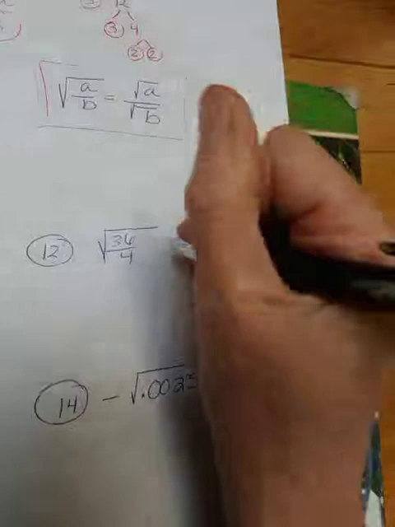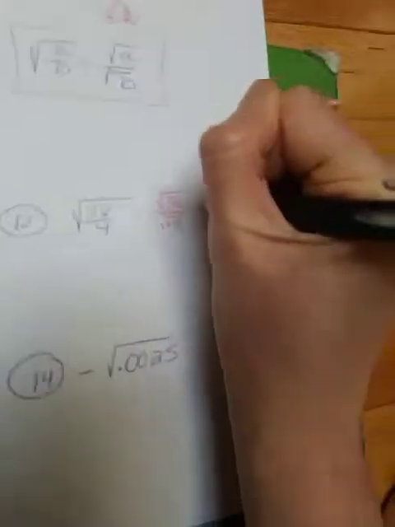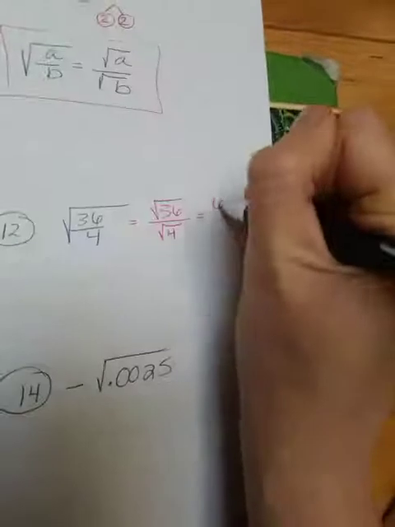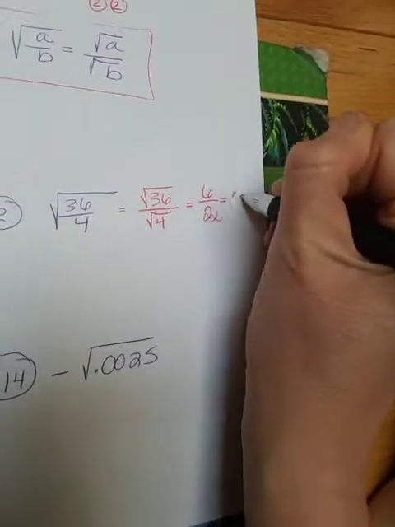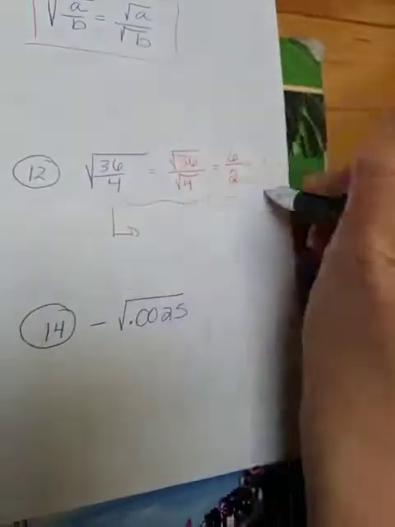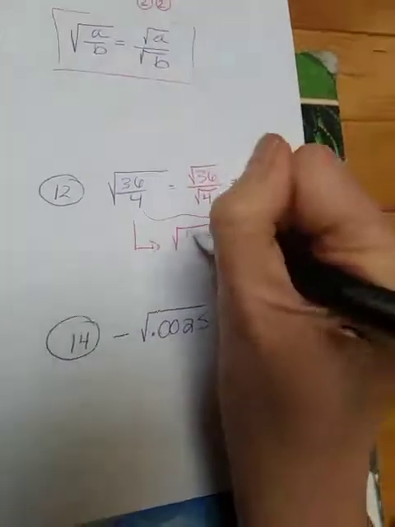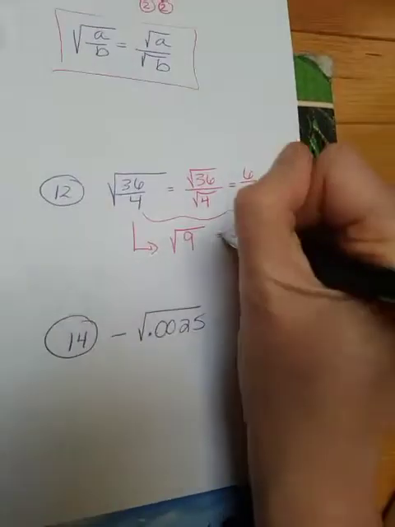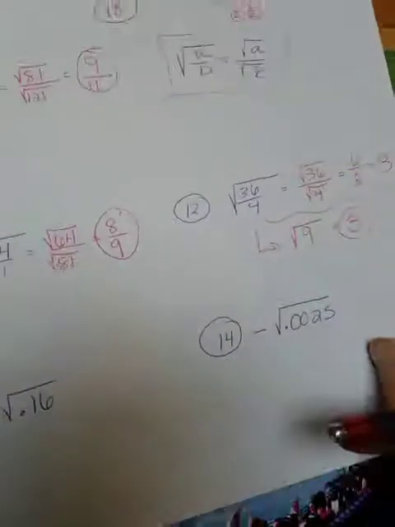12. Two ways to go about this. I'll show it two ways. Keep going with what we've been doing. Square root of 36 divided by the square root of 4. Square root of 36 is 6. Square root of 4 is 2. You do need to simplify this because 6 divided by 2 is 3. That's one way to think about it. Another way is to simplify the fraction first. 36 divided by 4 is 9. So really, you're just taking the square root of 9, which is 3. Either way is fine.